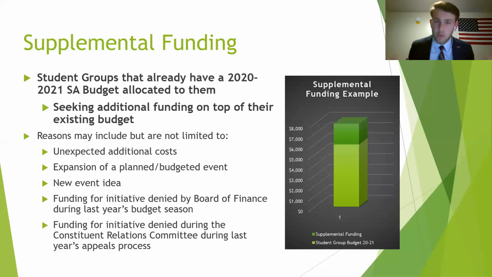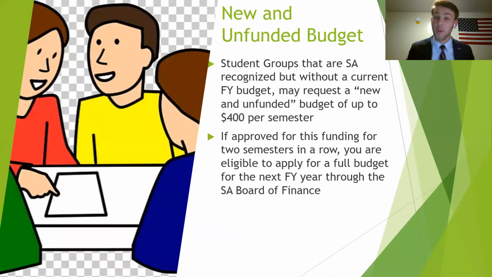But what if you're a new student group and you don't have a budget? Well, there's a line for that. It's the new and unfunded budget. So it's the new and unfunded line, but it's basically your first budget. So this would be for a new student group that you just became SA recognized and you're looking for your first piece of funding. So you would come to the Appropriations Committee just the same, and you go through the new and unfunded form.